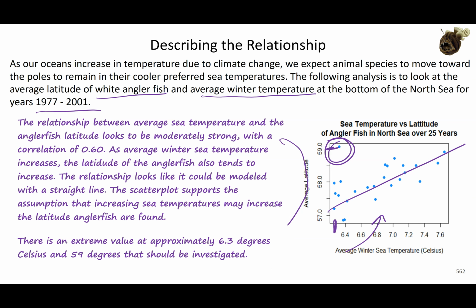Maybe find out what happened. What's going on with that point? Is it recorded accurately? Was it measured accurately? Just double check.